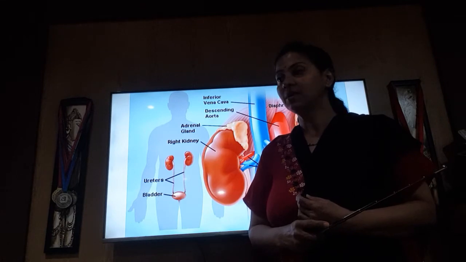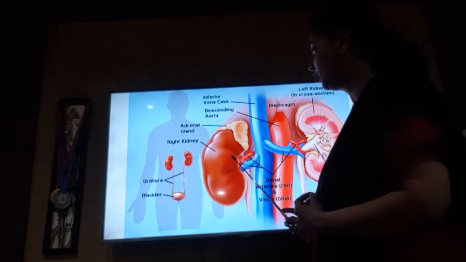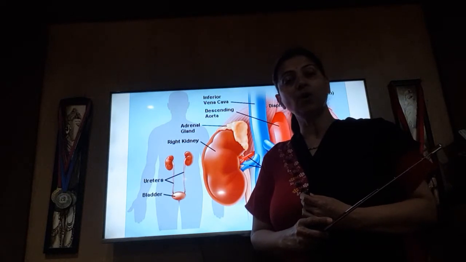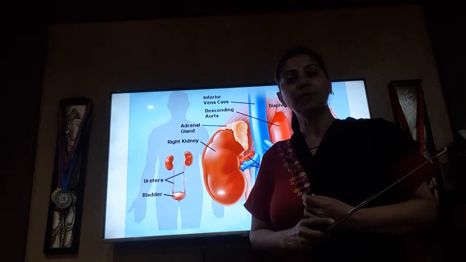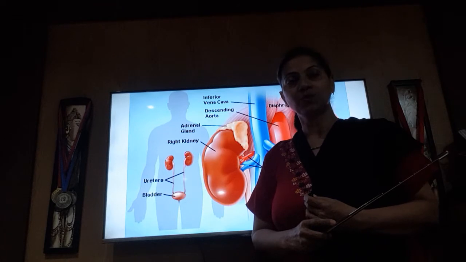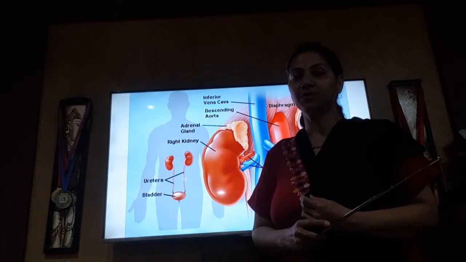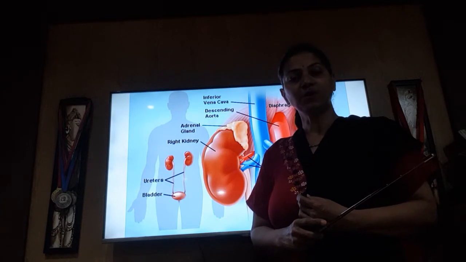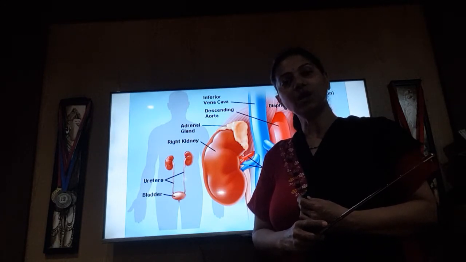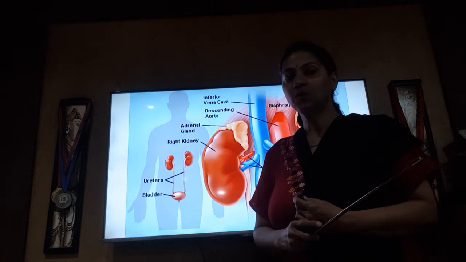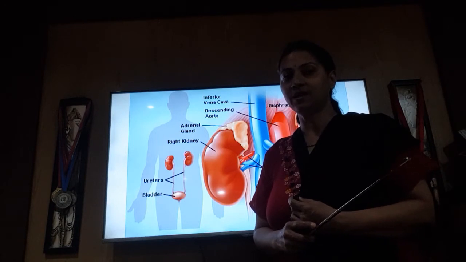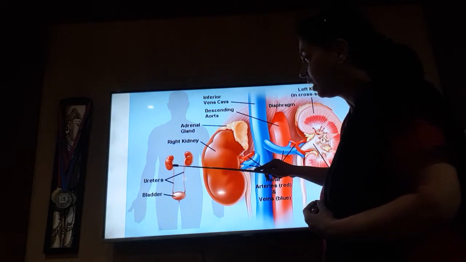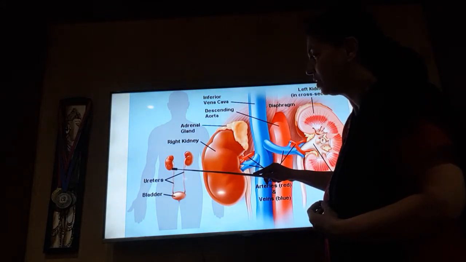Now we have to talk about the position. Here kidney is present retroperitoneally, that means quite posterior to all the visceral or abdominal organs. So we will describe its position in two types. First of all, in relation to the vertebrae. So the vertebrae in which they are related is T12 and L3, middle of L3.